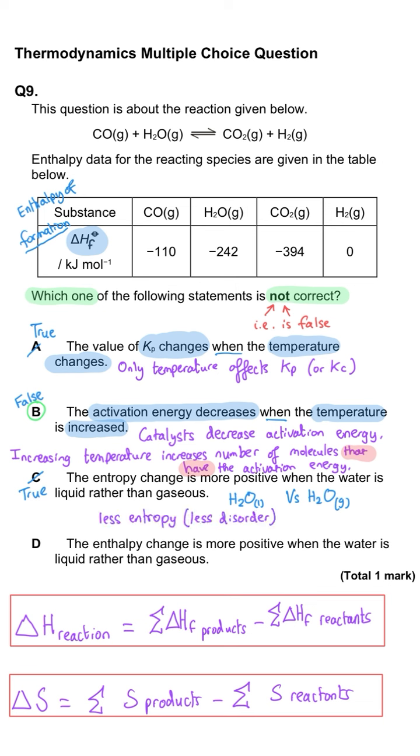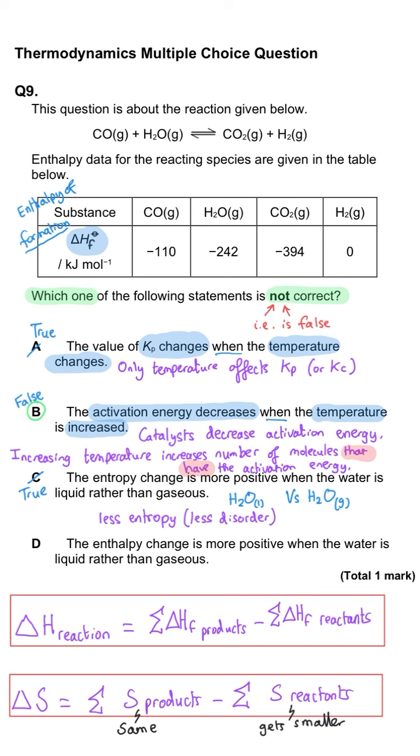rather than a gas, it will have less entropy. And so since the entropy change is the entropy of the products minus the entropy of the reactants, the entropy of the reactants is going down, so that means that the entropy change calculation will end up being more positive.